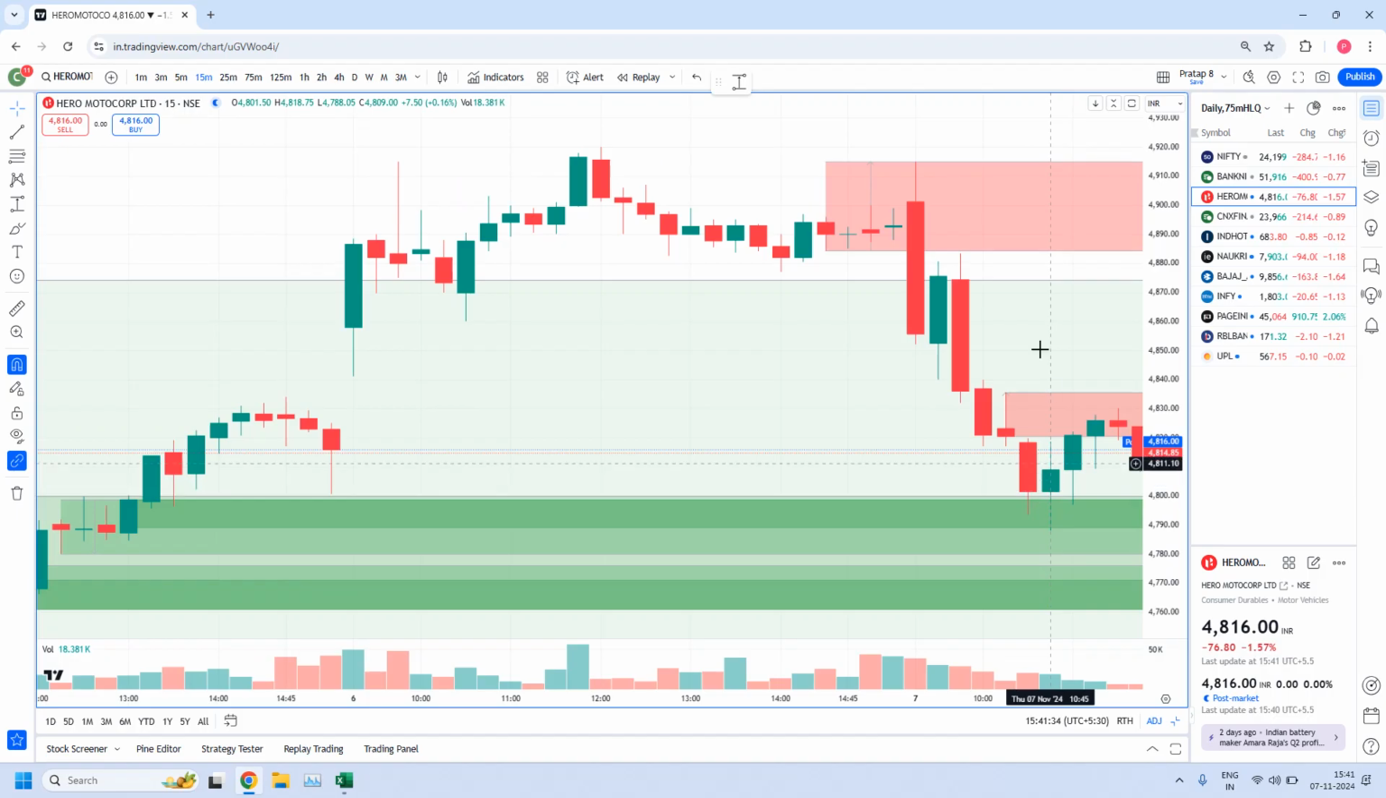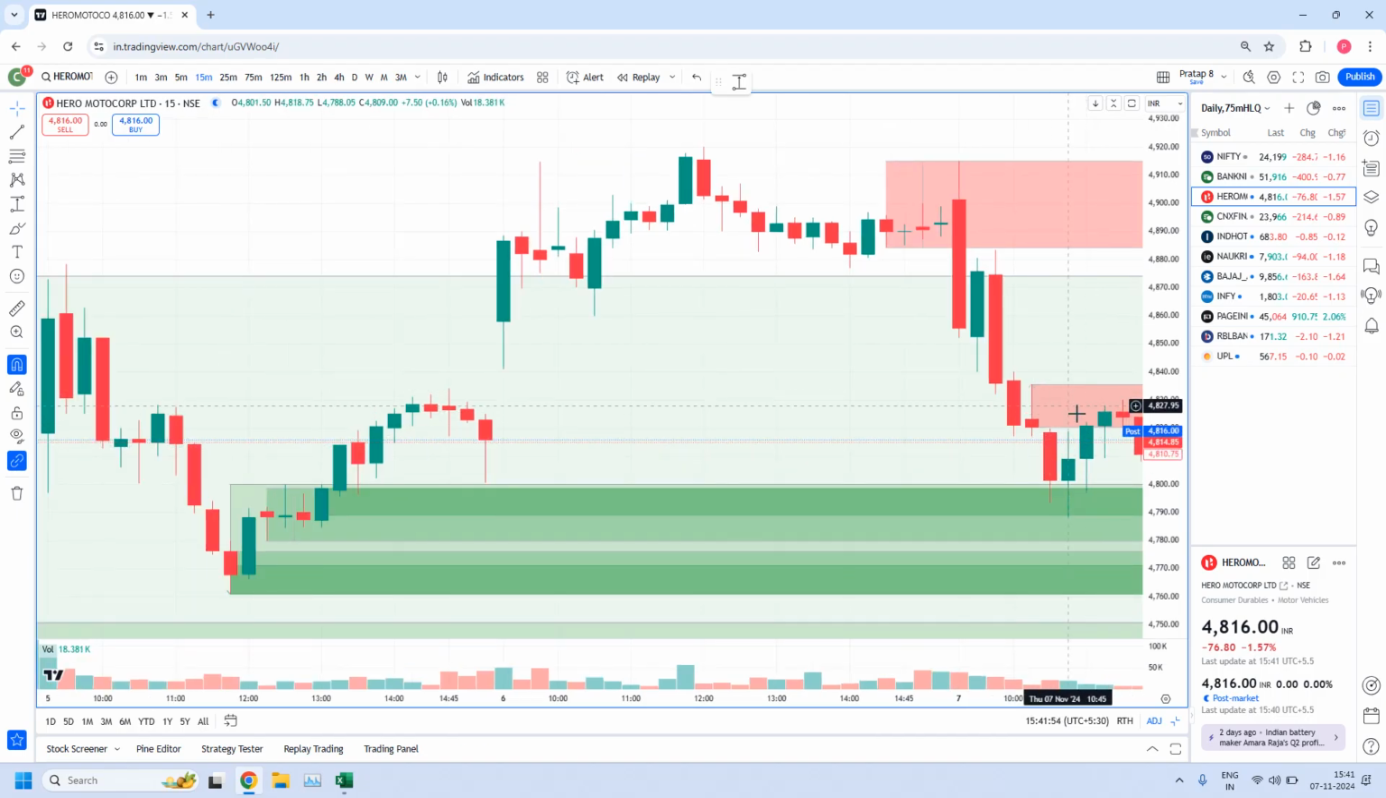What you have to do, you need to revise your target. Of course, you won't get the RR, but earlier, before taking the trade, you had the RR. That's why you took the trade. Once you took the trade, whether the RR is there or not, whatever it is, you have to exit. No other choice.